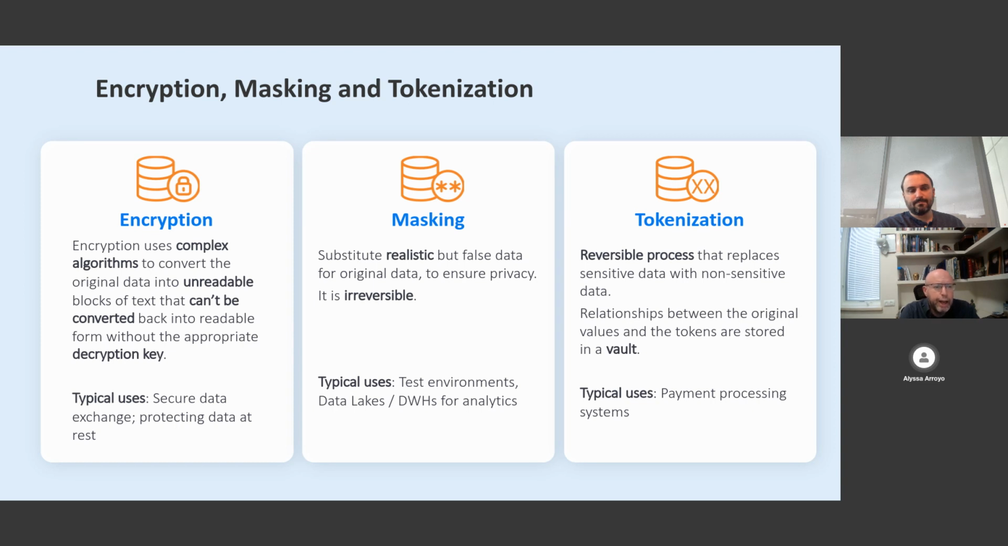The second method of replacing sensitive data with non-sensitive data is actually data masking. With data masking, basically, we substitute realistic but false data for the original piece of data. Here, basically, what we'd like to achieve is to get a lookalike. The masked data will look very similar in terms of the format and shape to the original data.